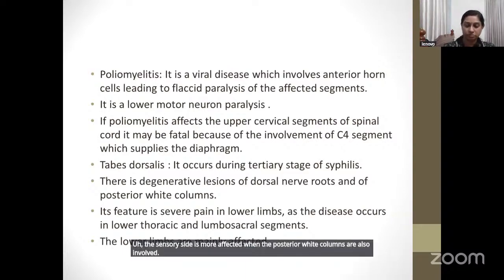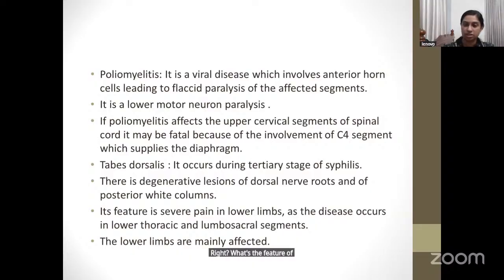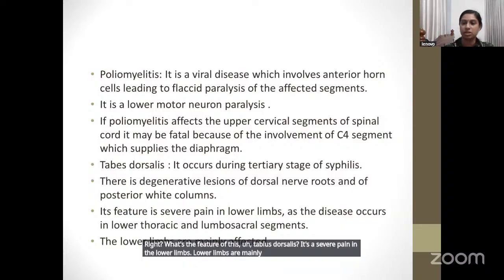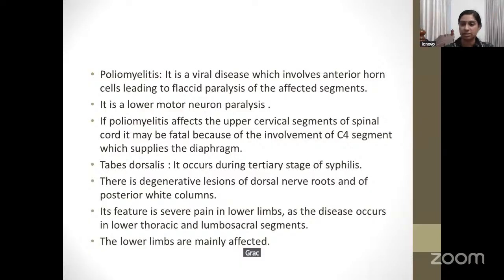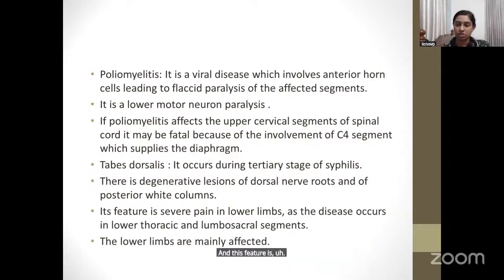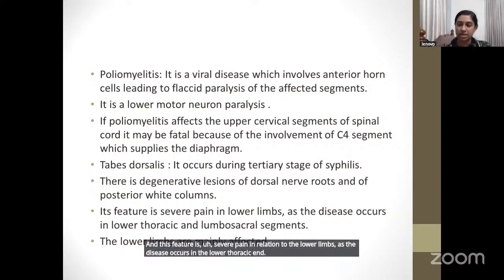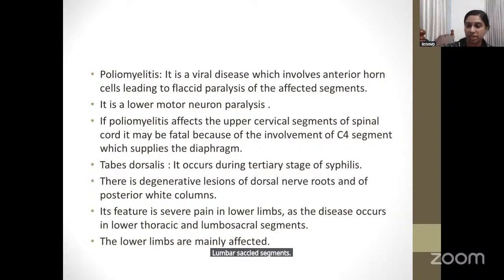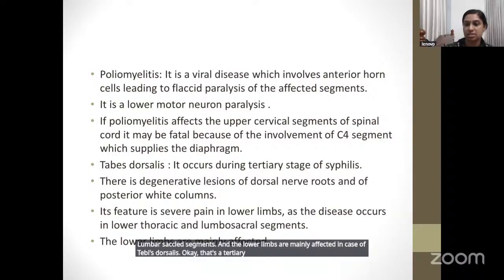And what's the feature of this tabes dorsalis? It's severe pain in the lower limbs. Lower limbs are mainly affected because of the involvement of fasciculus gracilis and cuneatus. Gracilis is seen in the posterior column, and it is associated with the lower limbs. That we'll learn in the further slides. And this feature, severe pain in the lower limbs, is there as the disease occurs in the lower thoracic and lumbosacral segments. The lower limbs are mainly affected in case of tabes dorsalis. That's a tertiary stage of syphilis.